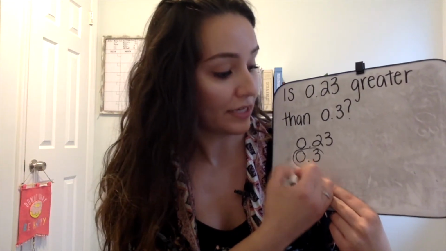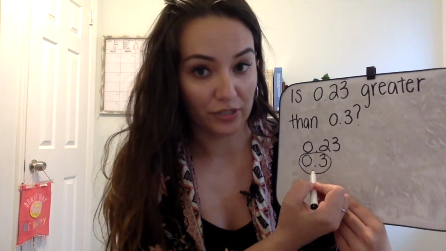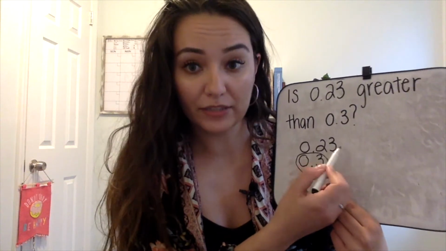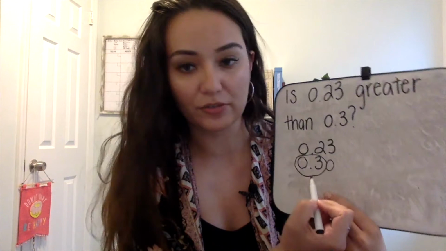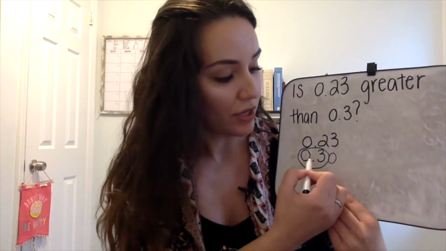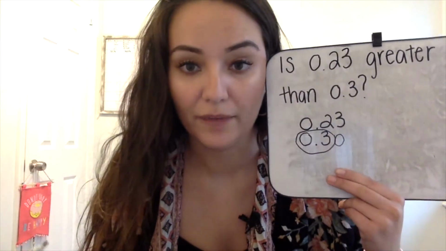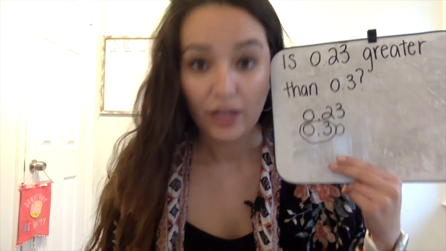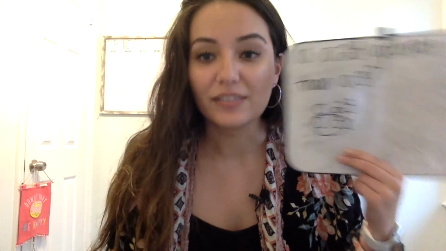Yes, 3/10 is greater than 23 hundredths. Even though 23 has two numbers here and only one here, remember, there's always that placeholder 0 right there, okay? So 3/10 is greater than 23 hundredths. So you can write that down. That is the correct answer. Rita and Andy are not right. They are incorrect.